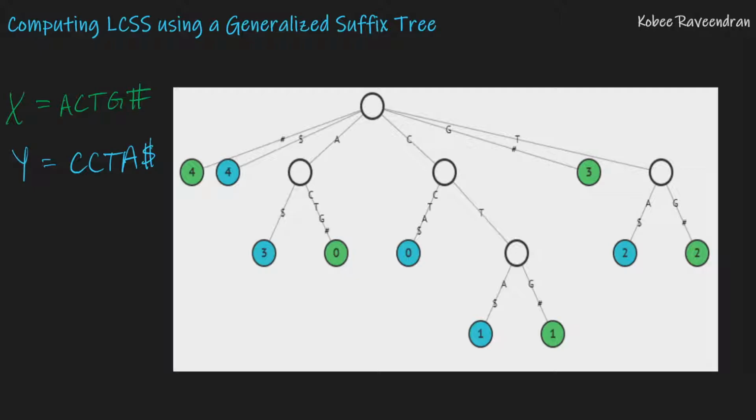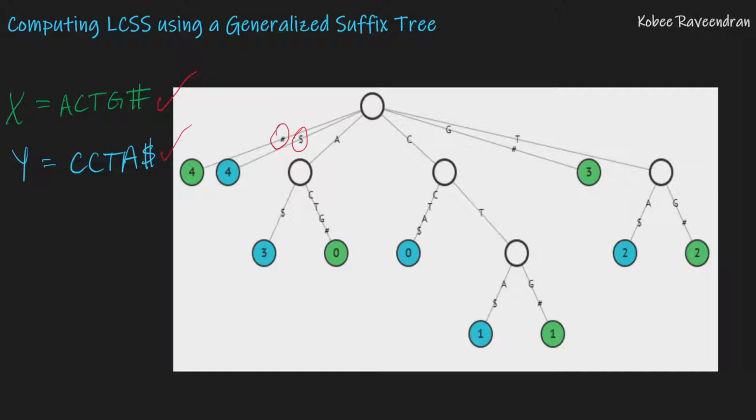If you look at all the leaf nodes, they're all colored. And that just tells us which string this substring belonged to. So for example, this pound sign is green, so we know it belonged to X, whereas this $ sign is blue, so we know it belonged to Y.